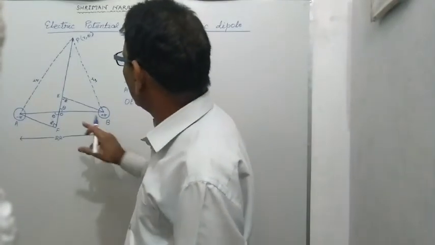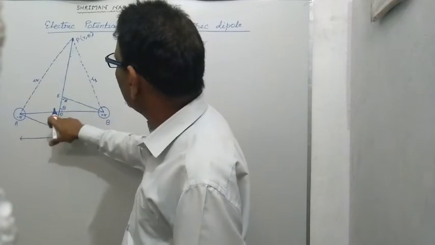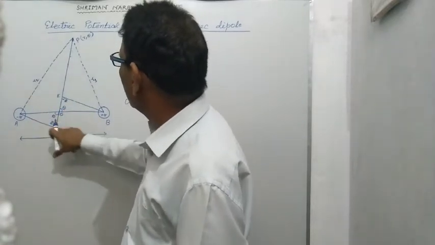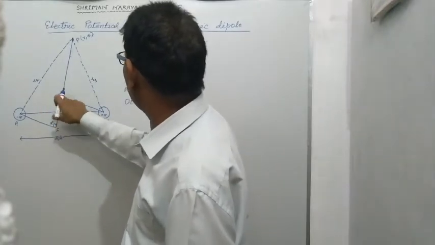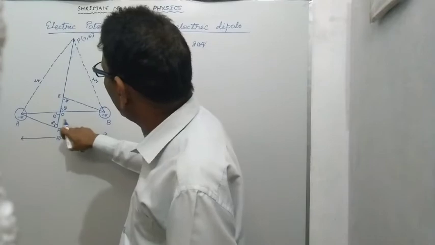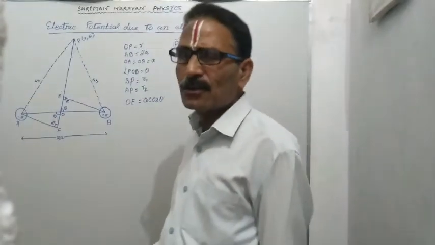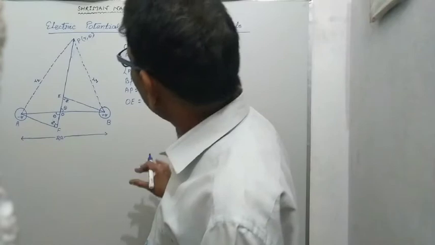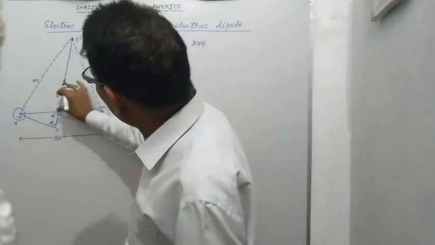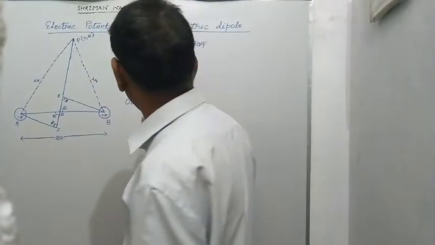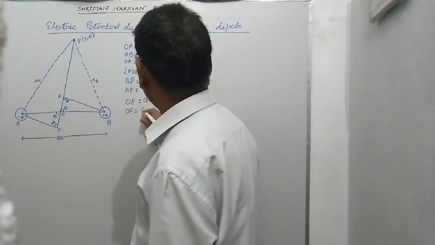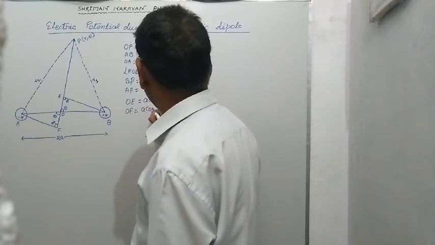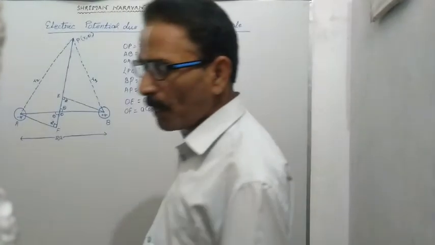Now it is clear that if this angle is theta, this angle will also be theta. This line is perpendicular to this line. So these two triangles OEB and OFA will be similar to each other. If these two triangles are similar, we can write OE is equal to OF. It means that the value of the distance OF will also come a cos theta.